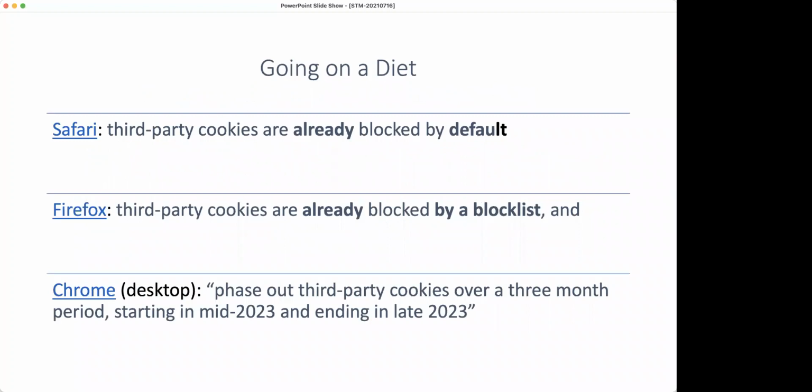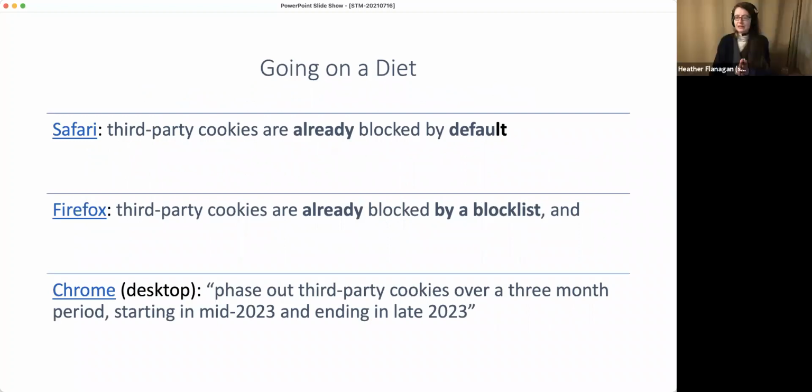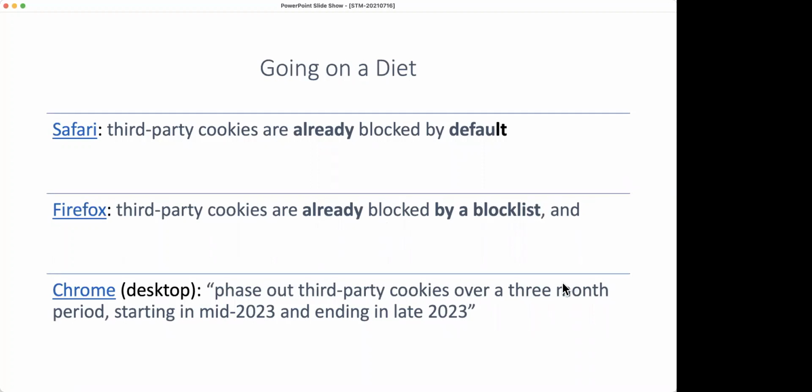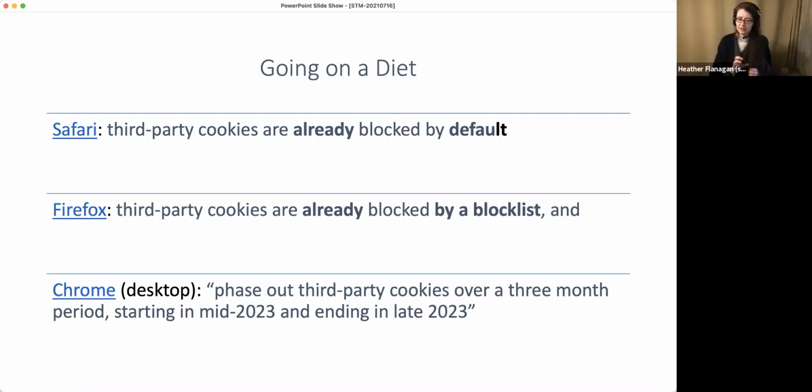So let's go on a diet. Who's doing this now? Safari and the browsers on iPadOS and iOS, third-party cookies are already blocked by default. With Firefox, third-party cookies they do block them, but they support a block list. So Mozilla actually maintains a list of, I think it's roughly about 3,000 domains where they say don't accept third-party cookies from these domains. That's like spam filtering, and that's just a never-ending battle of trying to keep on top of what's the latest domain causing this.